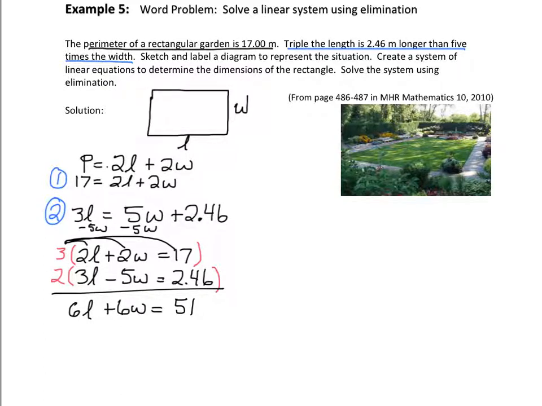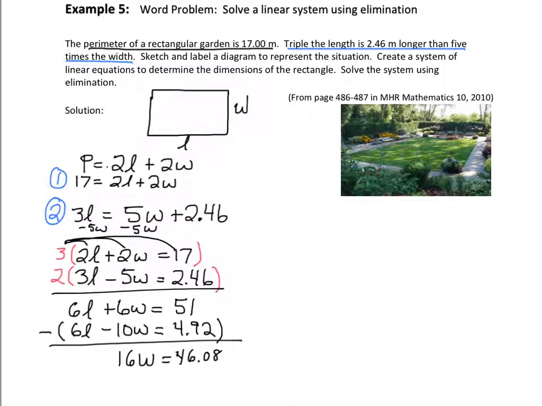For the second equation, 2 times 3L is 6L, 2 times negative 5 is negative 10W, and 2 times 2.46 is 4.92. Okay, so now I can go and subtract my equations because I have the same coefficient, so 6L minus 6L is 0L. 6W minus negative 10W is positive 16W. Careful when you're adding and subtracting integers. And 51 minus 4.92 works out to 46.08.